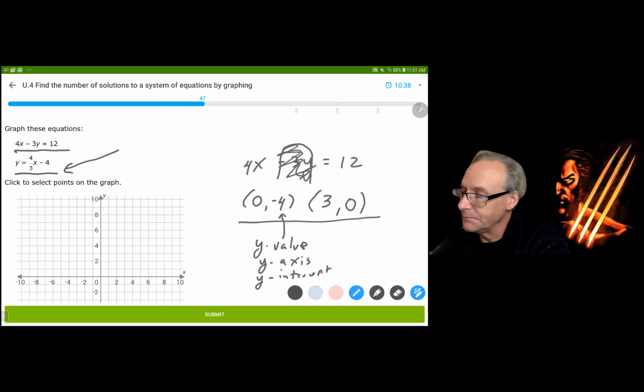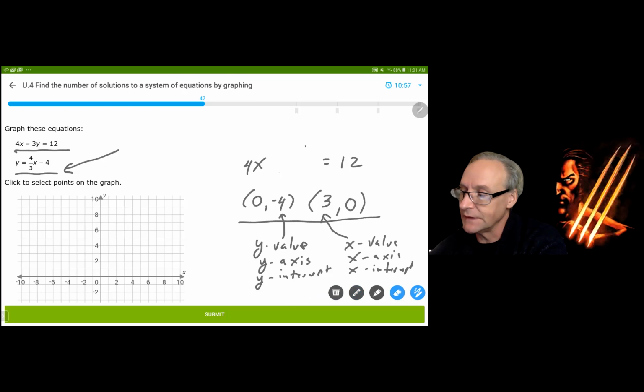Now look at this one. That is an x value. It is on my x-axis. It is an x-intercept. So remember those two. Hopefully it all makes sense to you. I'm going to put my -3y back just so you can see them.